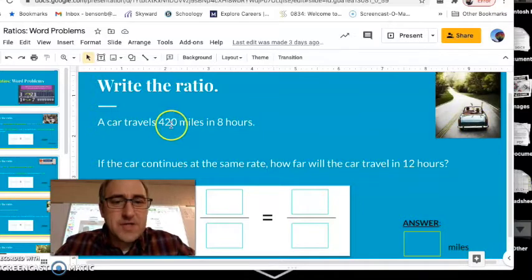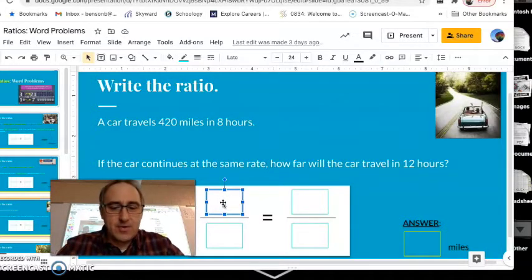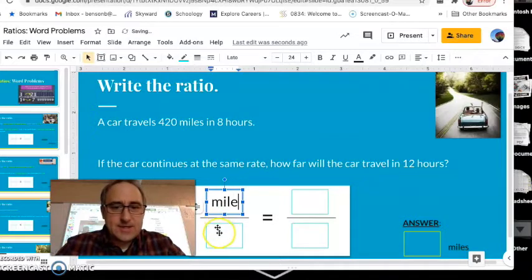Another question. Looks like we're traveling. A car travels 420 miles in 8 hours. I see two numbers, 420 and 8. If a car continues at the same rate, how far will the car travel in 12 hours? Well, again, order says what goes first goes on top. So it looks like miles goes on top, hours goes underneath.